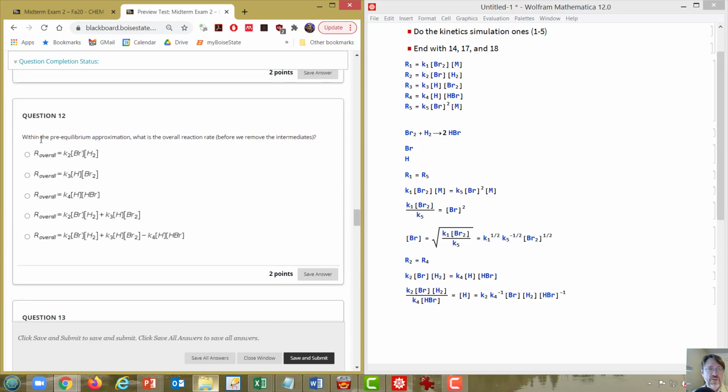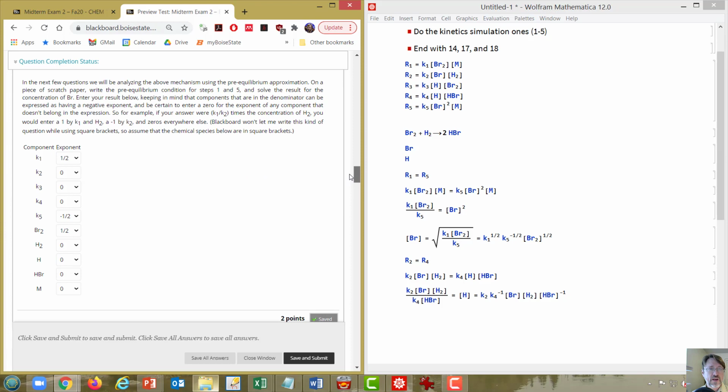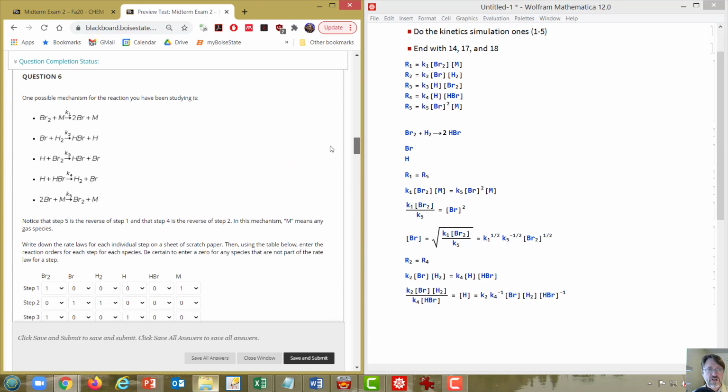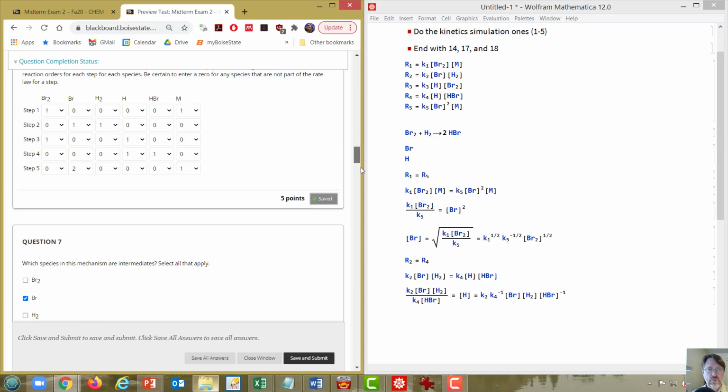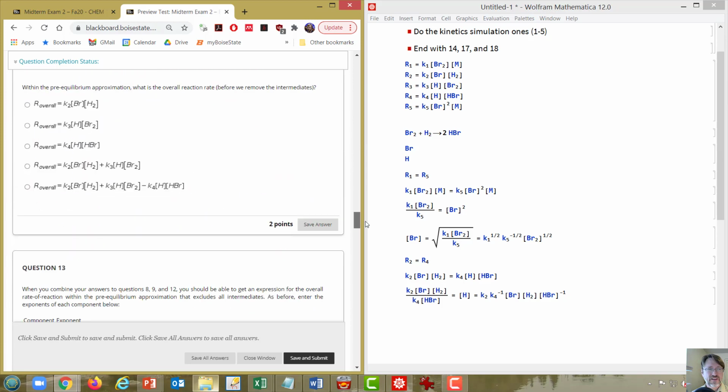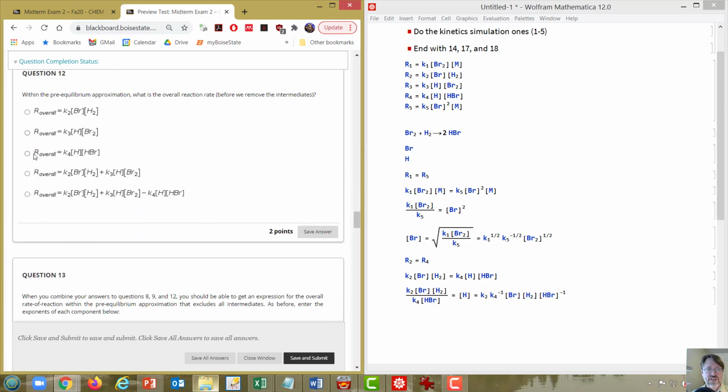Question 12. Within the pre-equilibrium approximation, what is the overall rate before we remove the intermediates? Okay, so the overall rate is going to be the production of HBr. So that is going to be step 3, because we've just determined we can ignore step 2, right there. And that's the only other step that makes the HBr. So it is going to be the rate of step 3, which is this one.